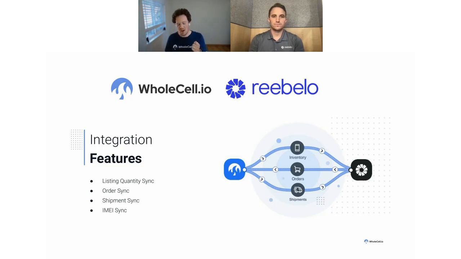And the thing that we've added most recently is an IMEI or ESN sync, so that whenever you're fulfilling orders from Wholesale, we are automatically sending Reebelo the serial number of the device that you fulfilled on each order. And with all of these different things that we're doing, what we're trying to reduce is your team's manual time processing orders.